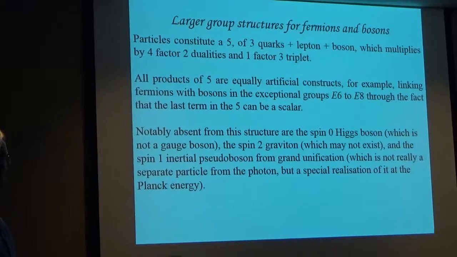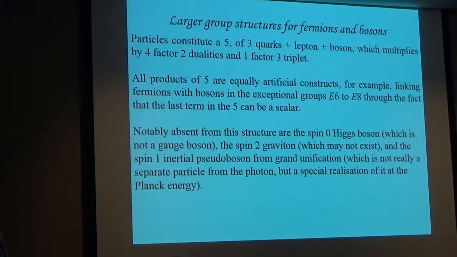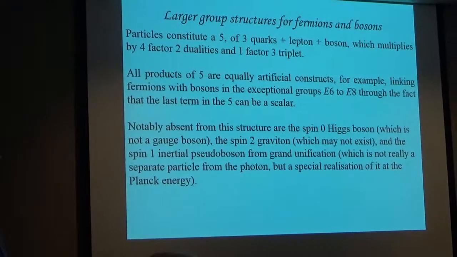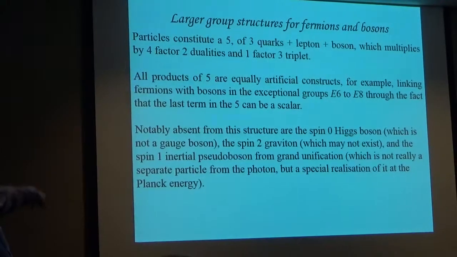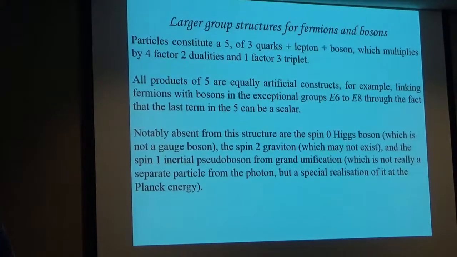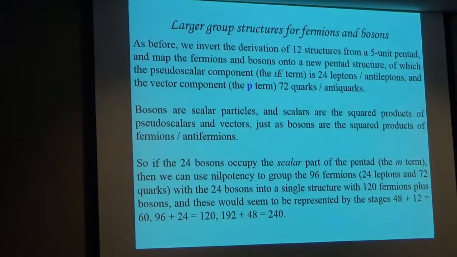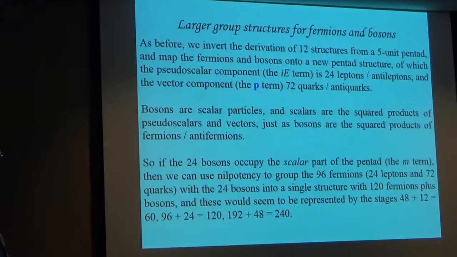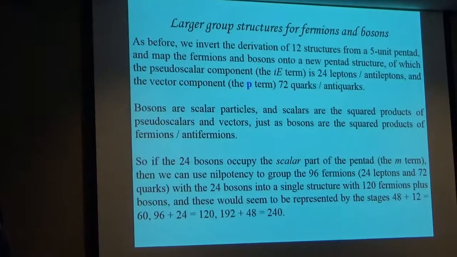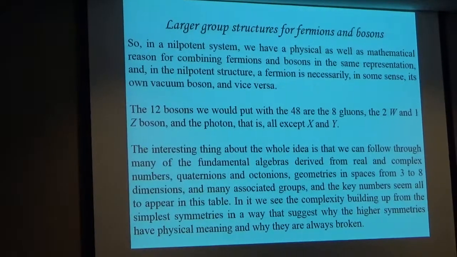I don't include the Higgs boson in this because it's not a gauge boson. Don't include the spin 2 graviton, which I don't believe exists. And there's a spin 1 inertial pseudo boson, I don't include that either. Okay. So I'm just going to skip over the details of that.